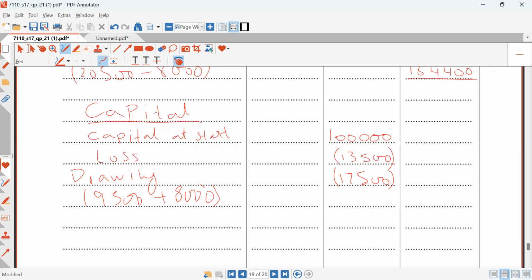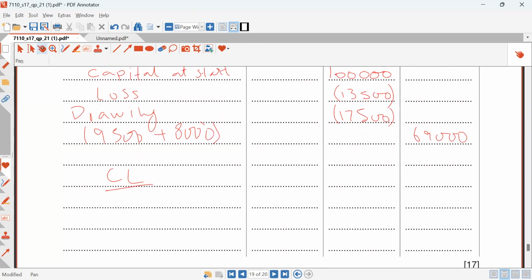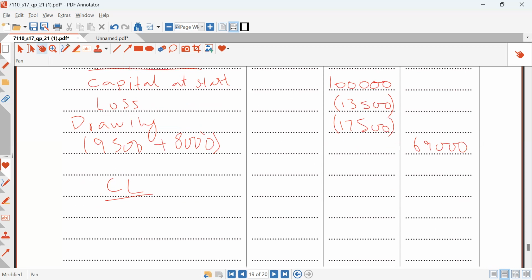So capital is going to be 100,000 minus 17,500 minus 17,500. Capital is going to be 69,000. Then you have current liabilities. What are the current liabilities? Current liabilities we have trade payables. Trade payables are already given in the question. I'm just copy pasting the value 25,600.